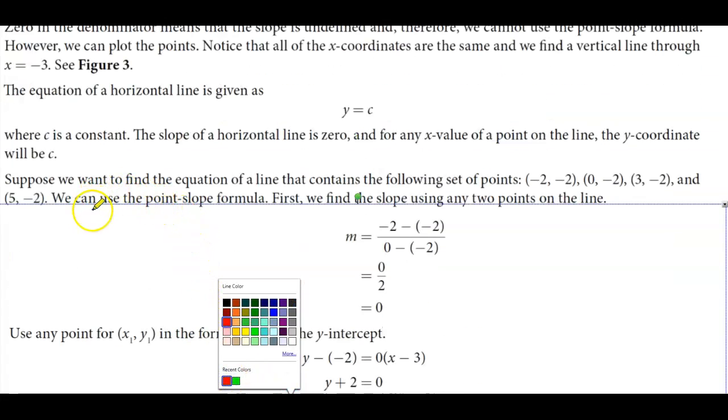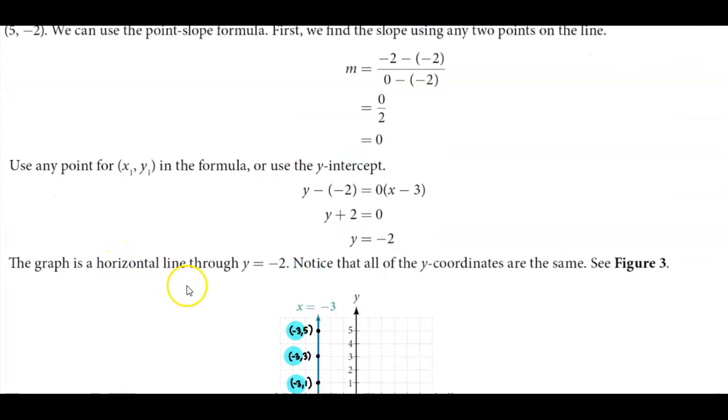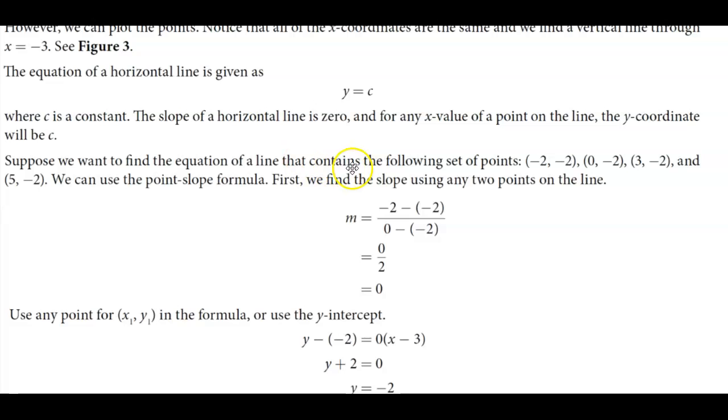Now suppose that we want to find an equation of a line that contains the following set of points. So we have (-2, -2), (0, -2), (3, -2), and (5, -2). So we can use these points, (-2, -2) and (0, -2).